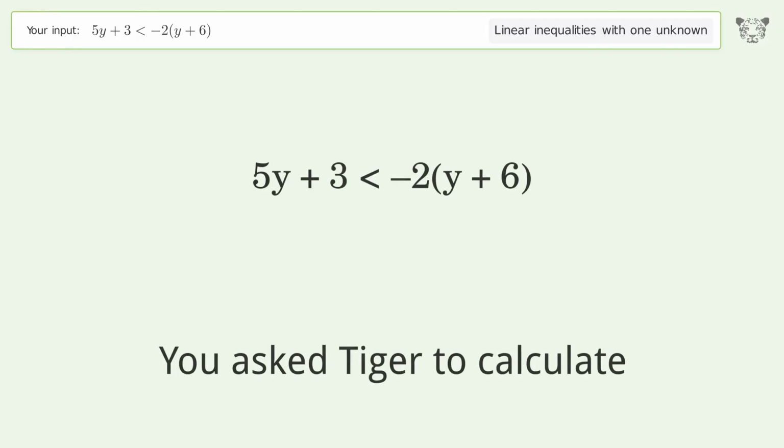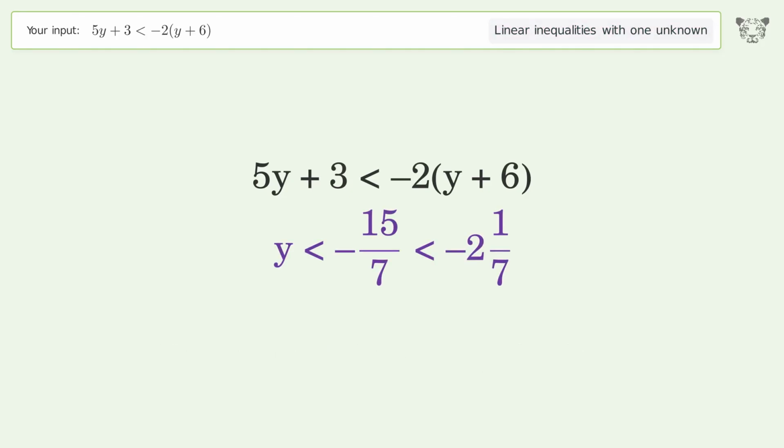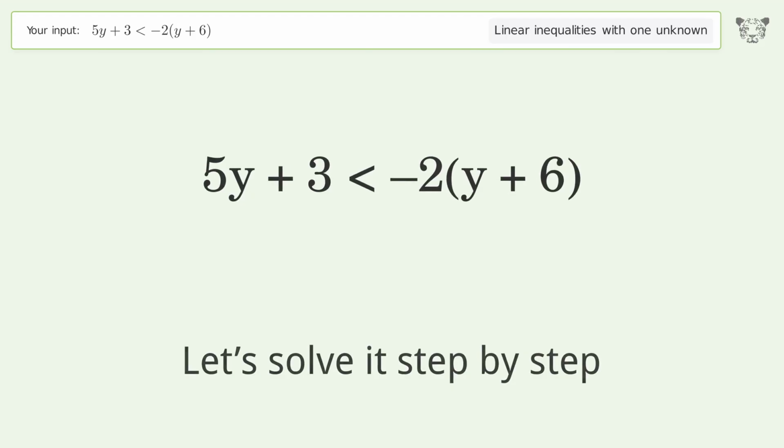You ask Tiger to calculate. This deals with linear inequalities with one unknown. The final result is y < -15/7 < -21/7. Let's solve it step by step.